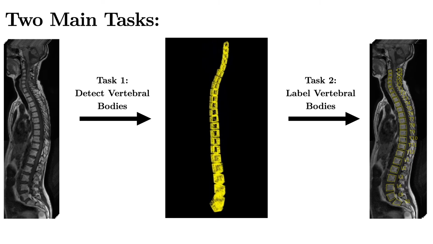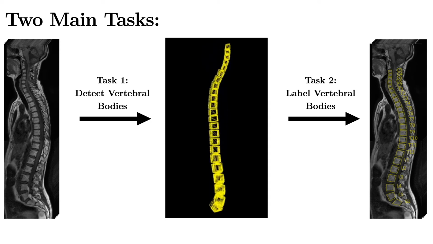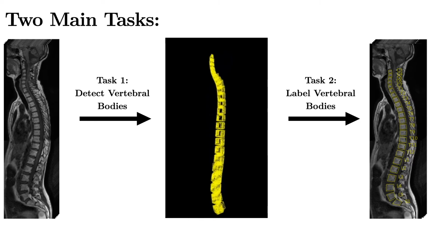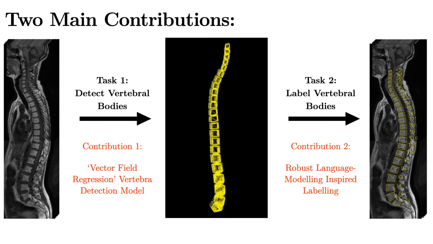For the first task we mean, given a sagittally sliced spinal magnetic resonance image, can we detect and bound all the visible vertebral bodies in 3D? For the second task, can we determine which vertebral levels these detections correspond to? We present two new contributions in this talk, one to each task.